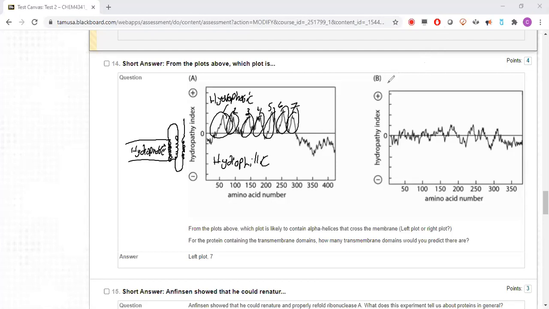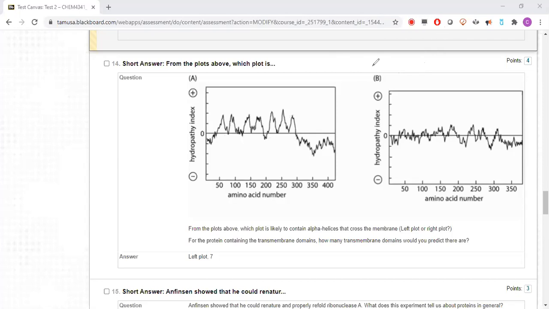Since it wraps around, I was thinking since it wraps around and kind of goes outside the membrane for a bit, that would go from hydrophobic membrane to hydrophilic. Yeah, that's what it's doing here, right? Hydrophobic, then it drops back down because it's hydrophilic. Hydrophobic drops back down. Hydrophobic drops back down.